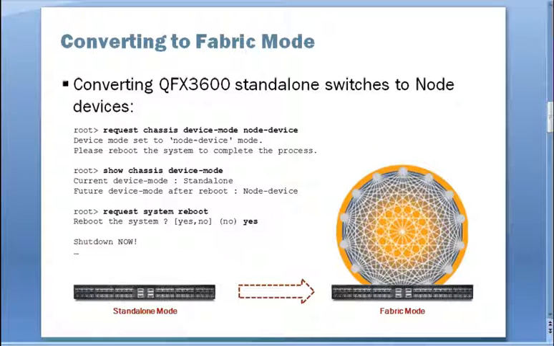To switch from the one mode to the other mode, we have a special command. We use the request chassis device-mode command to switch the device to either node device mode or standalone mode. With the show chassis device-mode command, we can view the current device mode, and in this example that is standalone, and we can also see that the future device mode after a reboot is node device. That implies that we require a system reboot, and we achieve that with the request system reboot command that requires confirmation with a yes.